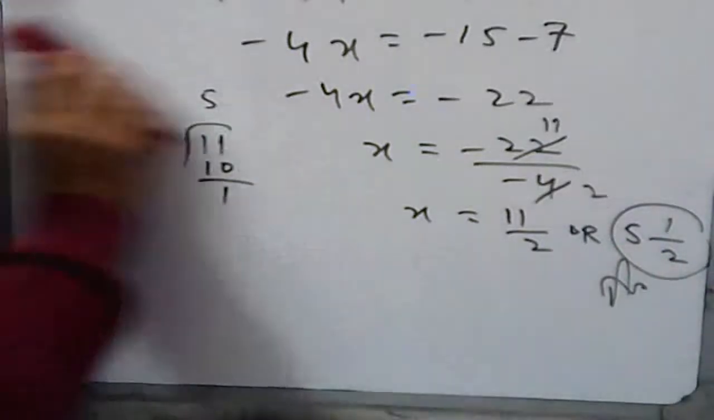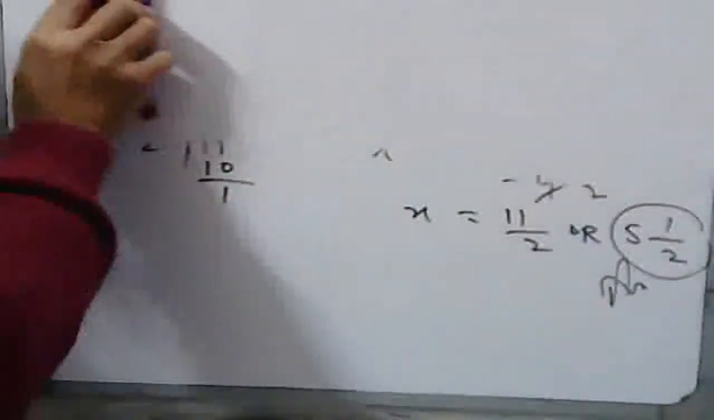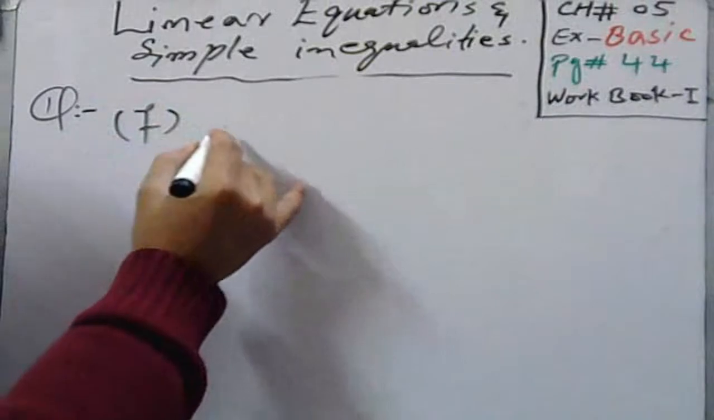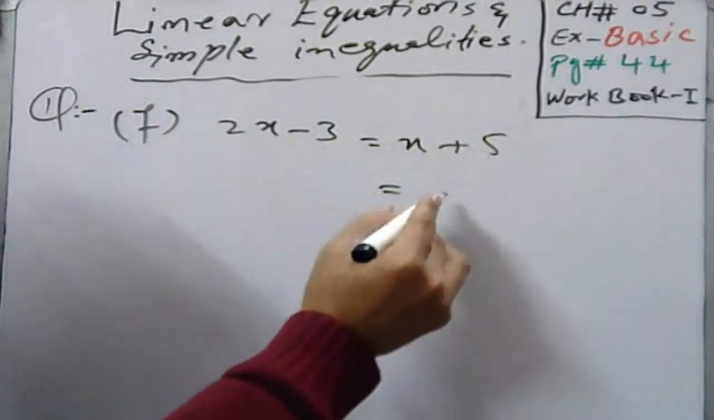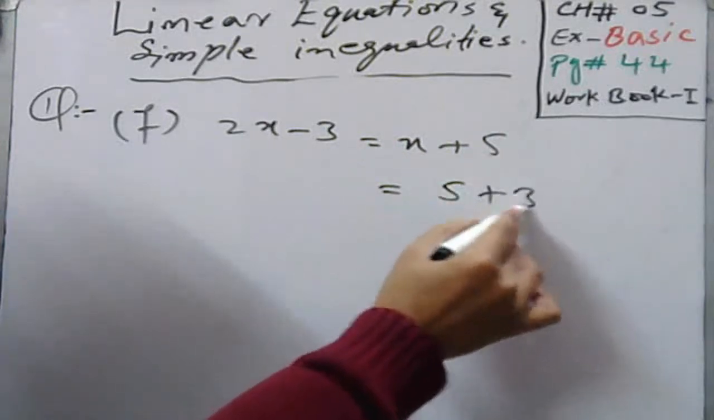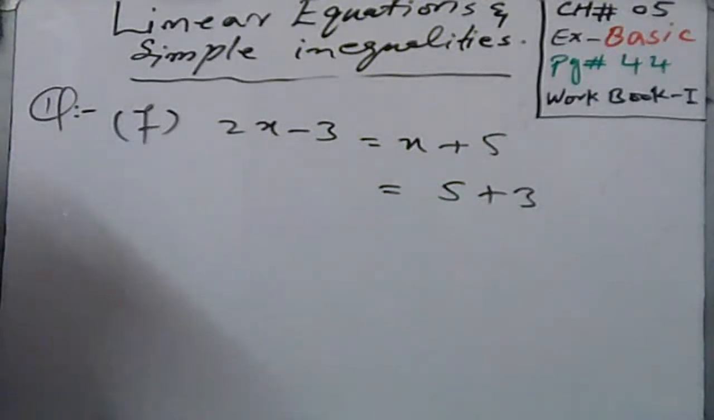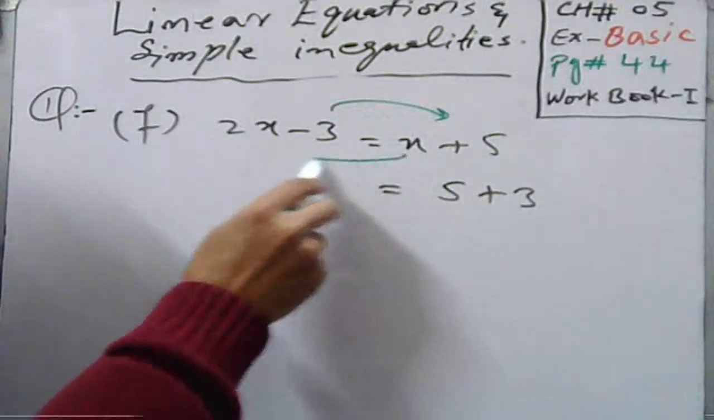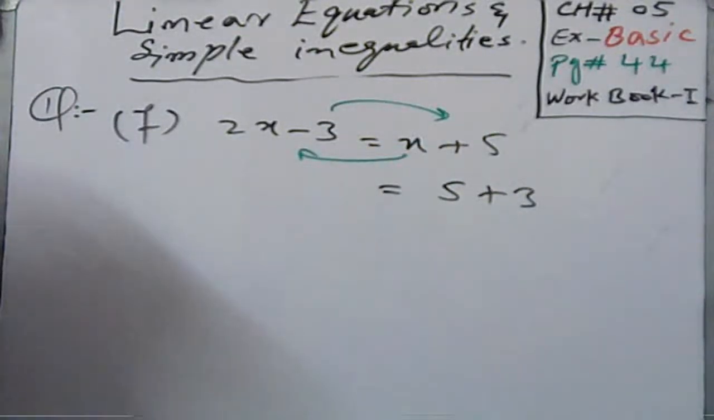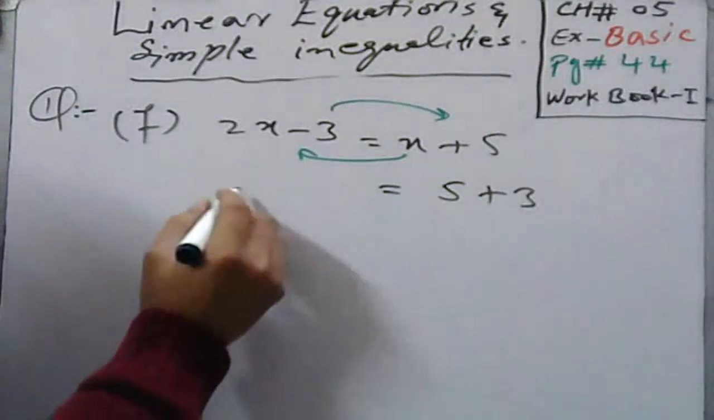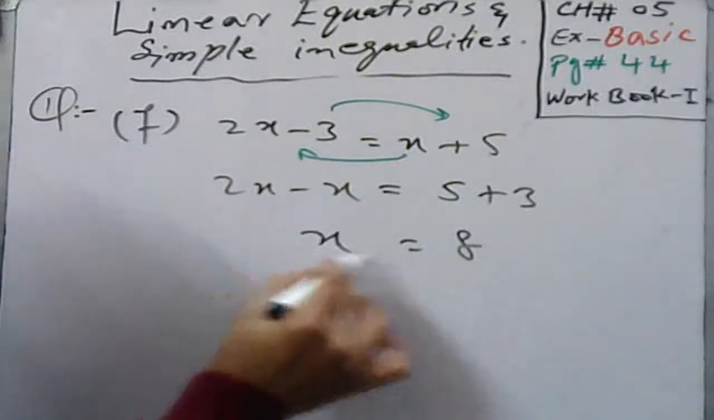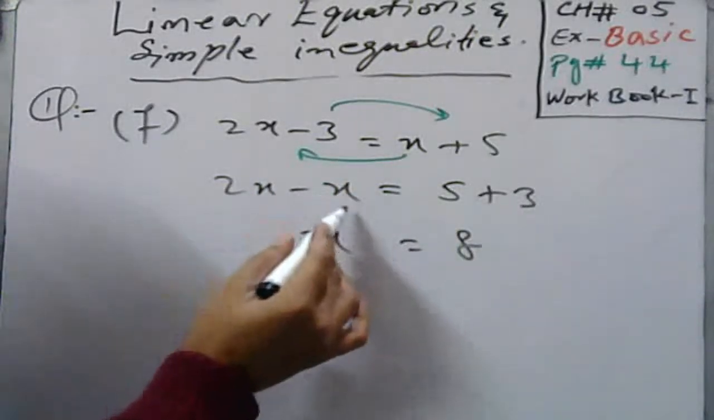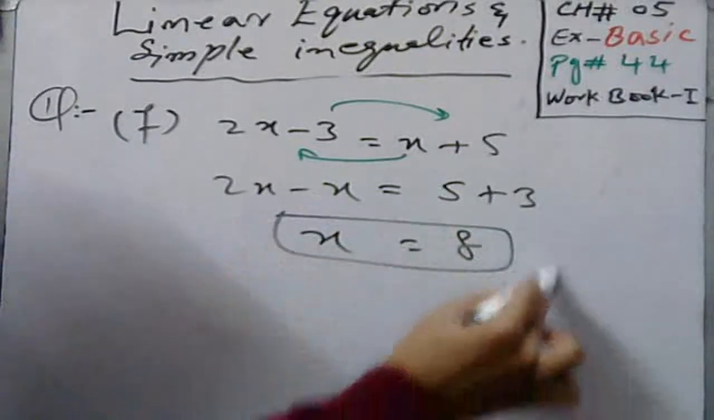Now in F part, 2x minus 3 is equal to x plus 5. So 5 plus 3. I have already told you that the constant should be shifted at one side and the variable, that is x, y, z are known as variables, should be shifted at one side and the sign will be changed. So 2x minus x, and 5 plus 3 is 8. 2x minus 1x, you will get x, so the value of x is 8.